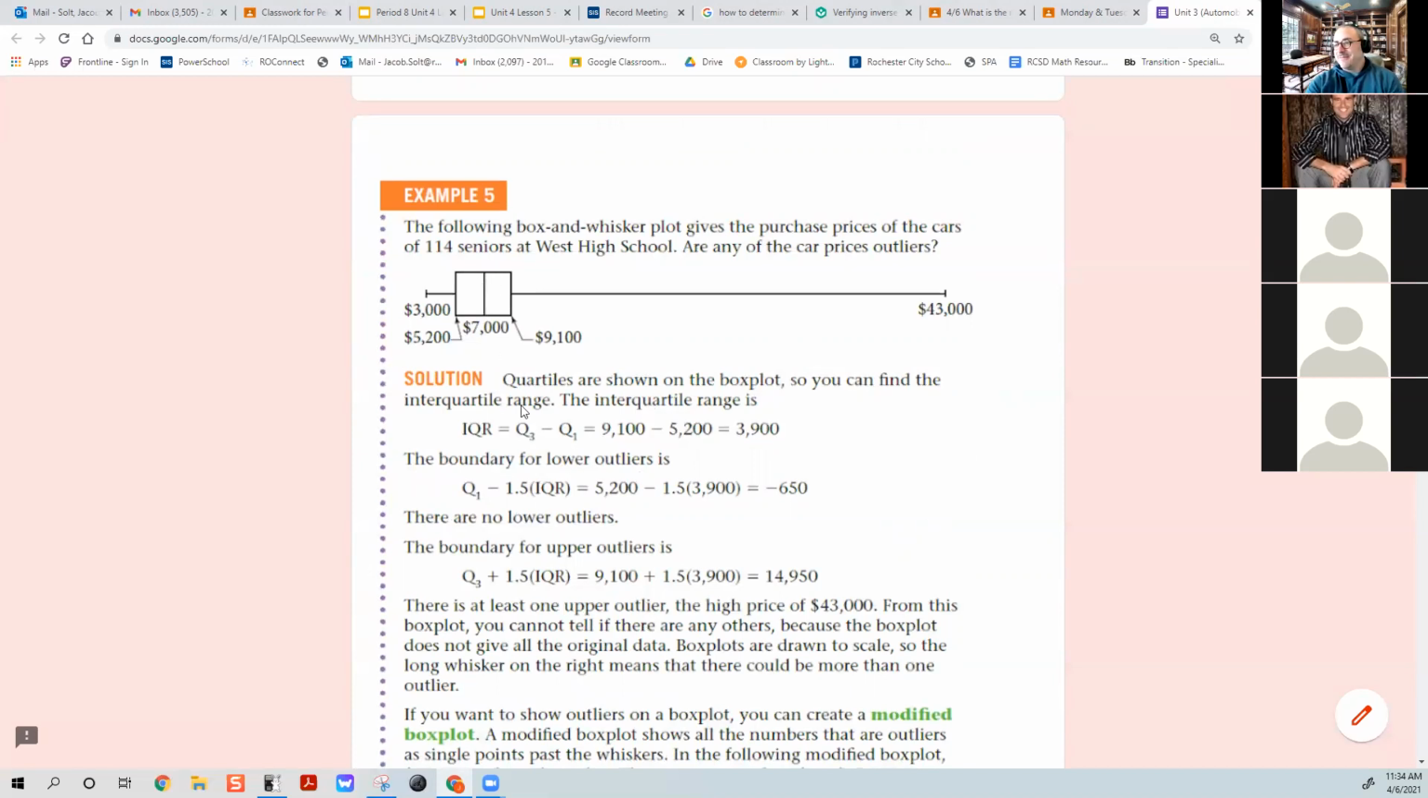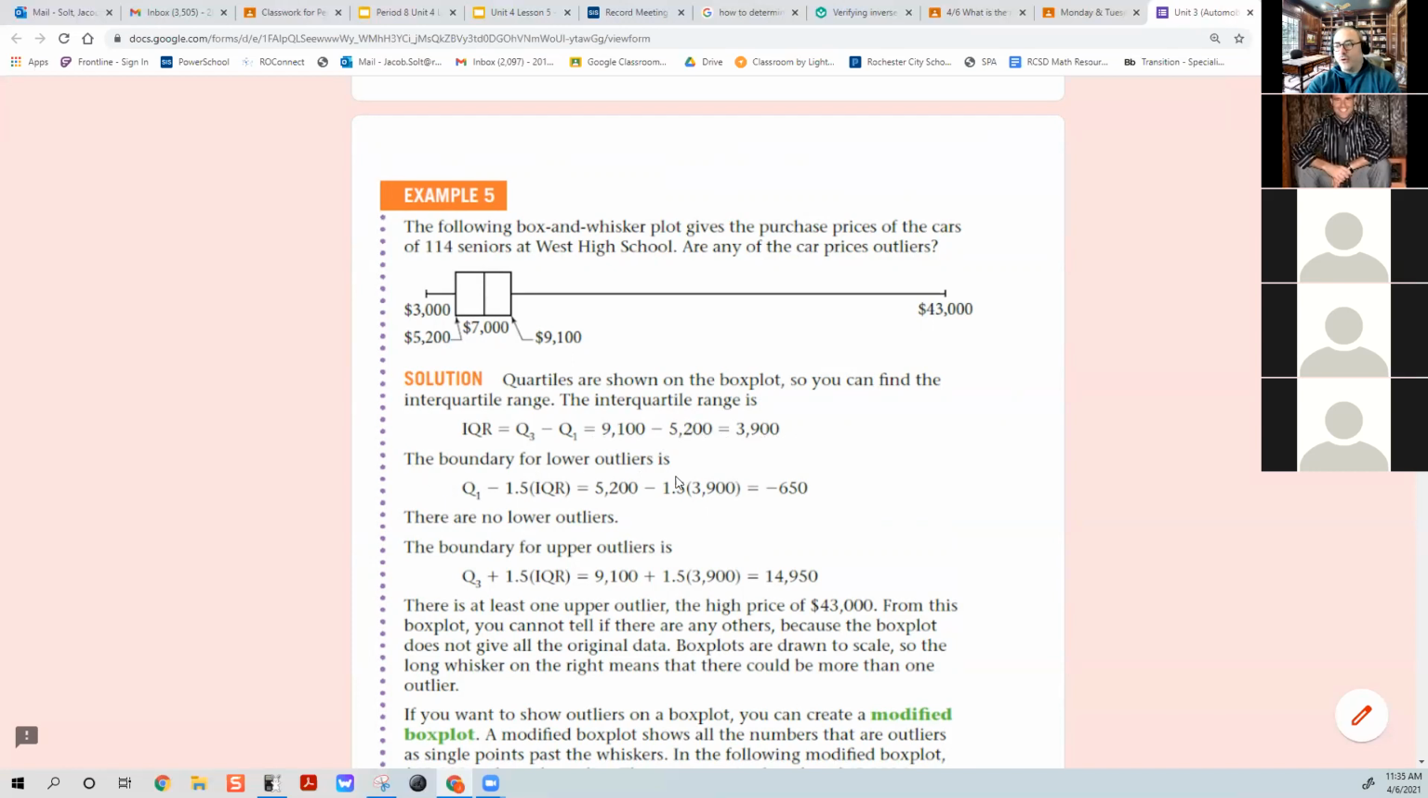Oh, geez. Quartiles are shown on the box plot so that you can find the interquartile range, right? The interquartile range is going to be Q3 minus Q1. I see that Q3 is lined up right here at 9,100. Quartile 1 is here at 5,200. So to find the interquartile range, I take 9,100 and subtract 5,200. The range between those two numbers is $3,900.